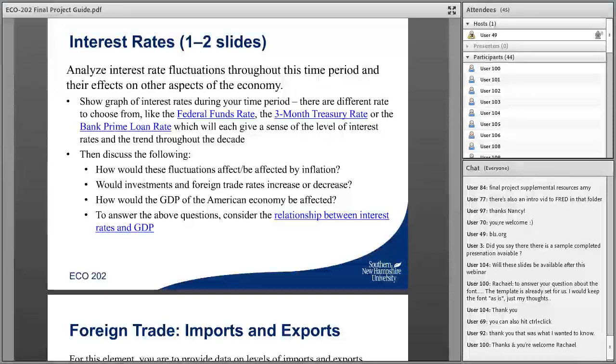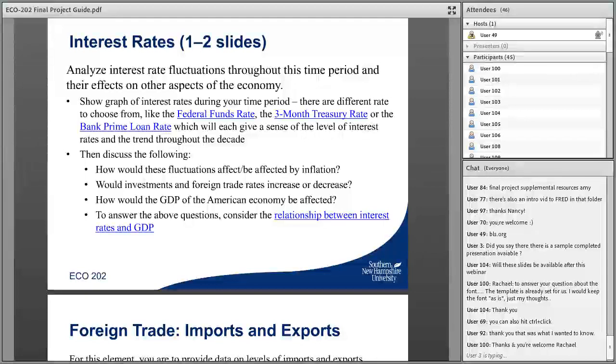Would investments and foreign trade rates increase or decrease? So when the interest rates are higher, do you think investments would increase or decrease? If it's more costly for a company to get a loan to expand, for example, because interest rates are high, investments are likely to decrease. What would happen to foreign trade? Interest rates affect foreign trade because interest rates affect the currency, affect the value of the dollar.